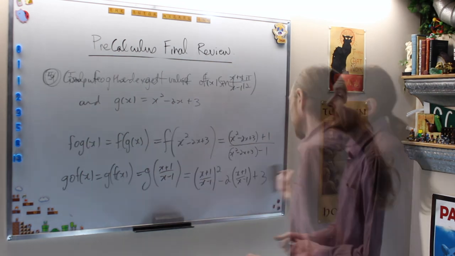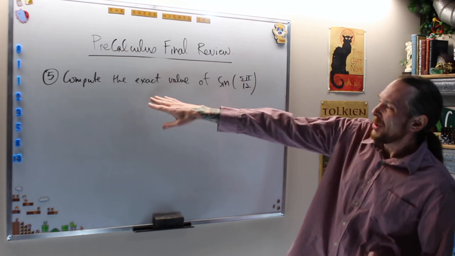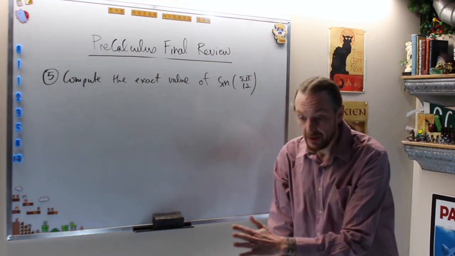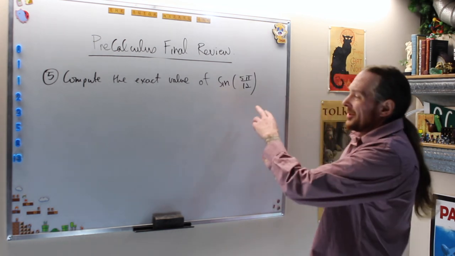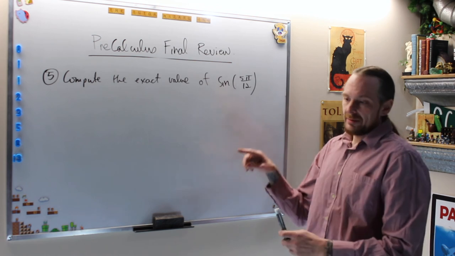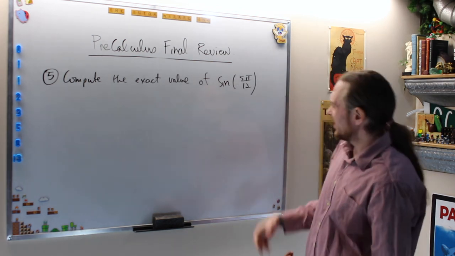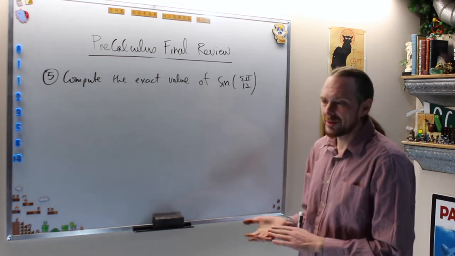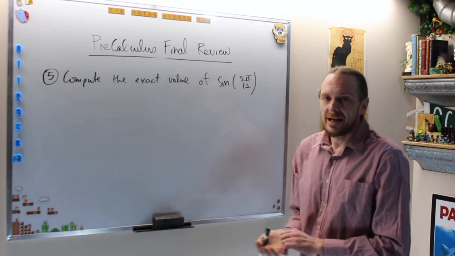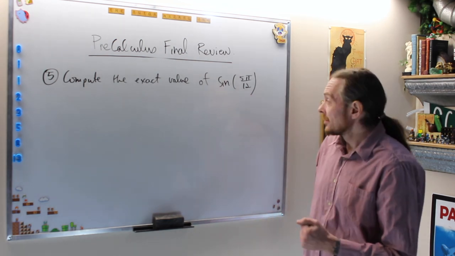Next. The next question asks for us to compute the exact value of sine of 5 pi over 12. What they're doing essentially is giving us more exact unit circle values, of 5 pi over 12 instead. So I suspect we're going to use half angle identities or double angle identities or addition and subtraction angle identities and formulas to crack this and get exact values.